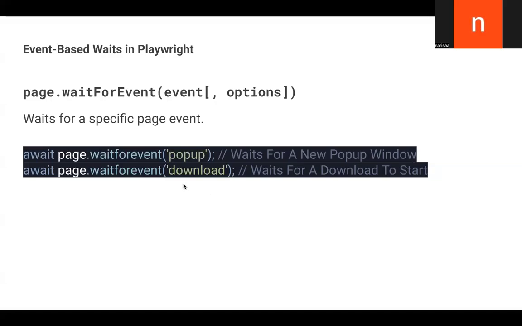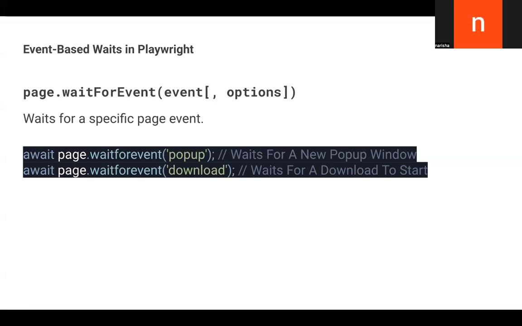Let's look at event-based waits in Playwright. There are two: one is wait for event, and another one is wait for WebSocket. These are event-based waits in Playwright. So when do we use them? Let's look at the first one.